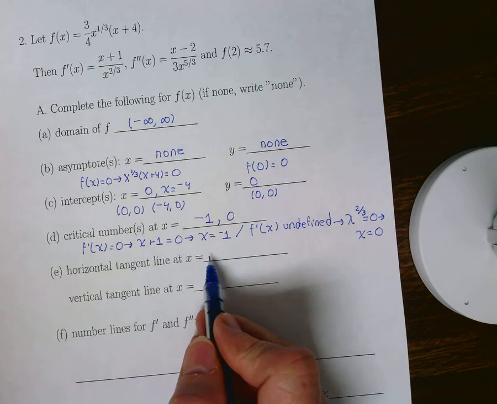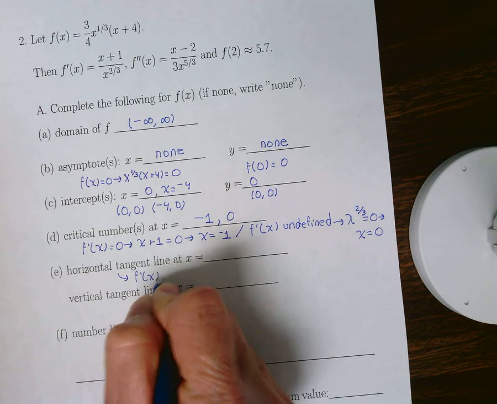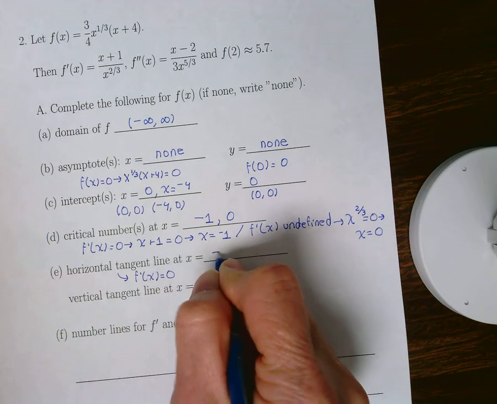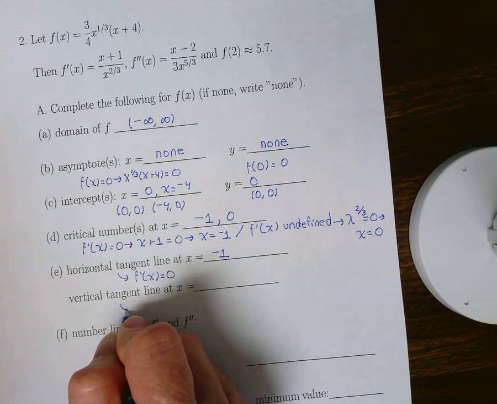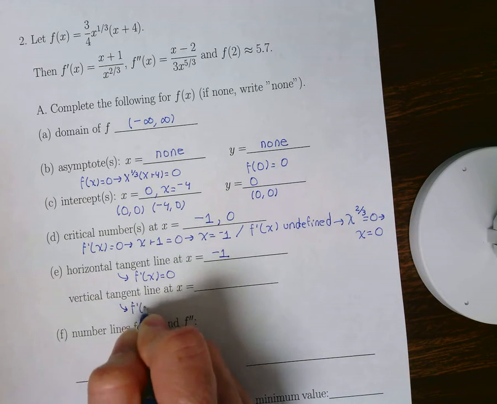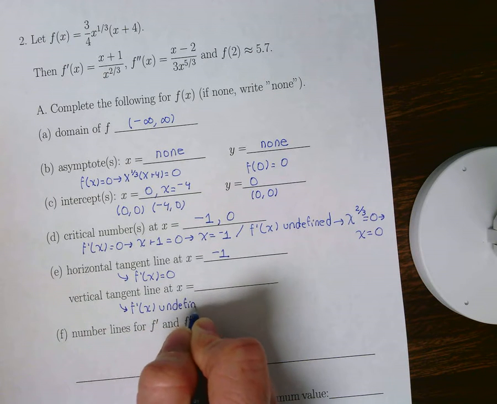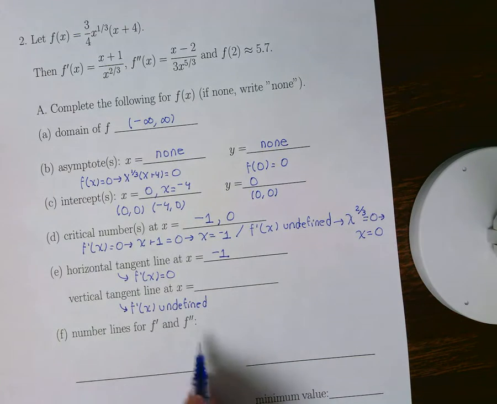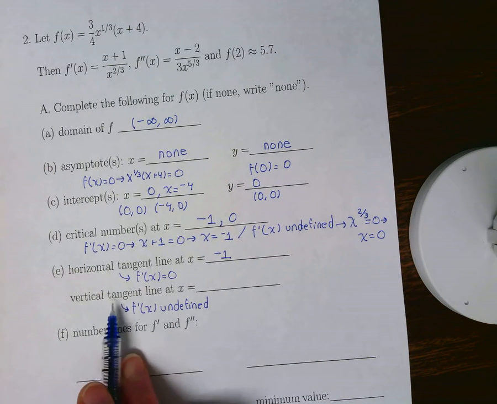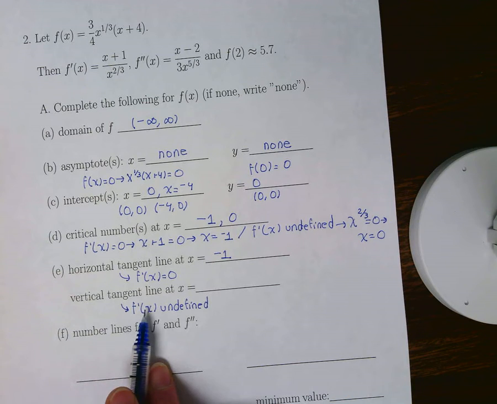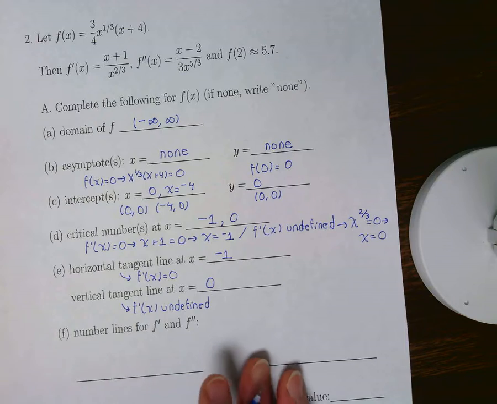Horizontal tangent line, that's going to be where f prime of x is equal to 0, and that will be at x equals -1, as we just saw. Vertical tangent line, that's where the derivative is undefined. Going back to our basic correlation, the derivative tells us the slope of the tangent line. If it's vertical, a tangent line has no slope. And so we see that that's going to occur at x equals 0.